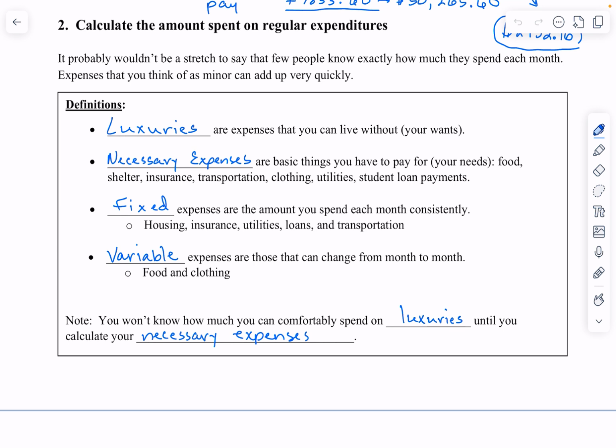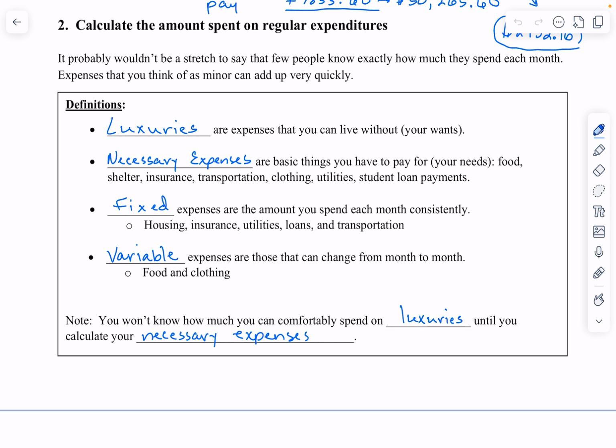Our book will define luxuries as expenses that we can live without. So we want to think about those as our wants. Necessary expenses are our basic things you have to pay for survival. Your needs: food, shelter, insurance, transportation, clothing, utilities, student loan payments.